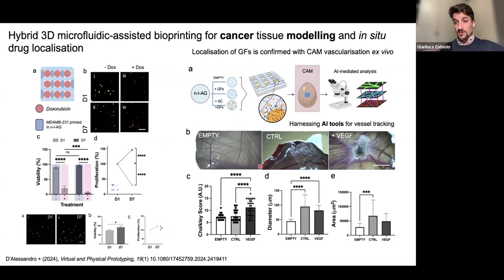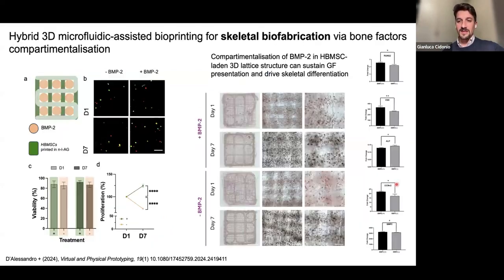We wanted to demonstrate also that this is feasible with the CAM system. So we developed an AI tool to then track the vessel, thanks to brilliant postdocs in the lab, Michele, working in Tor Vergata. And we basically found that the localization of the VEGF was really doing something, really harnessing the power of localizing the vasculature around the implanted scaffold.